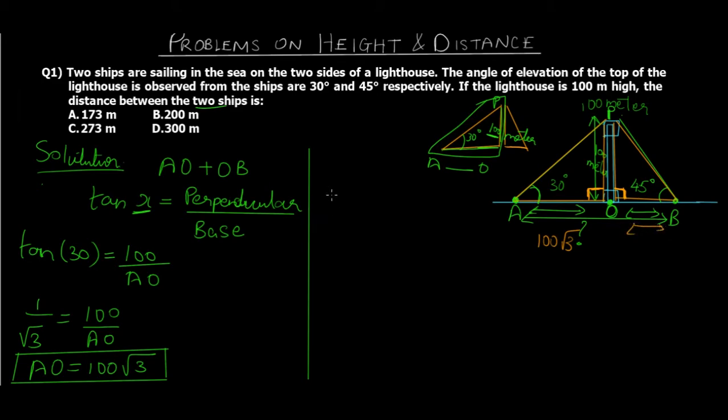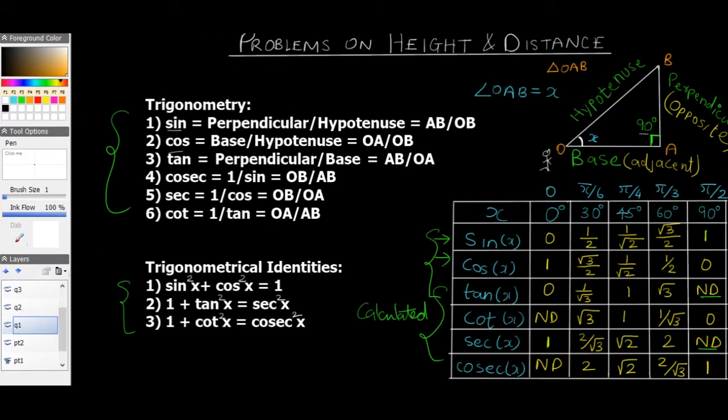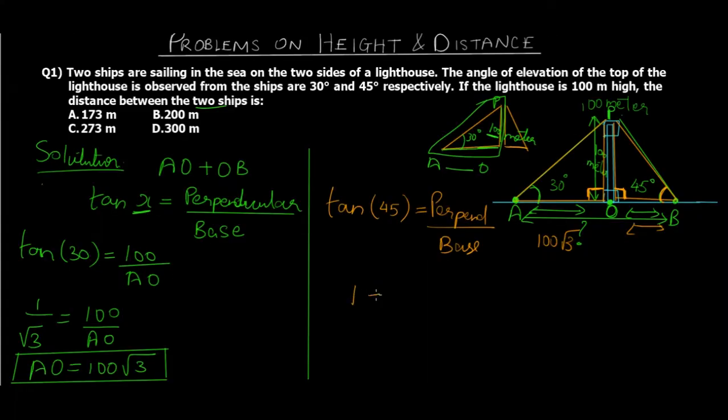So again, we can find that by using the same method. So we have tan of 45 is equal to perpendicular upon base. But in this case, the angle is this. So the perpendicular is going to be same, but the base is going to be OB. So let me just show you what tan 45 is. So tan of 45 is going to be 1. So 1 is equal to the perpendicular, PO, which is having the height of 100 meters. We already know PO is 100 because it is the height of the lighthouse. Divided by the base, which is OB. So just taking OB over here, we have OB is equal to 100. So we got the second part as well.